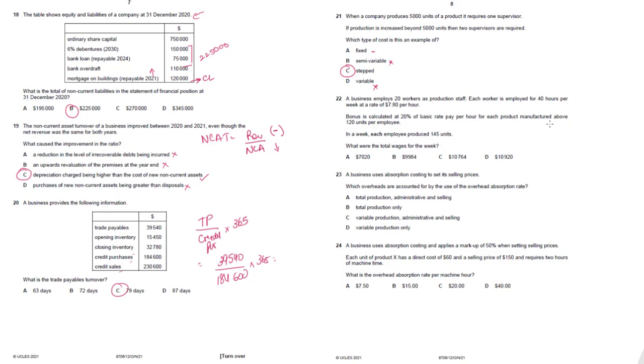So let's calculate the basic wages first. What we can do is multiply with 20 workers at the end, basic plus bonus, and then we'll multiply by 20 workers to make our calculations easy. So 40 hours into 7.8, $312. That's the basic wage of every employee.